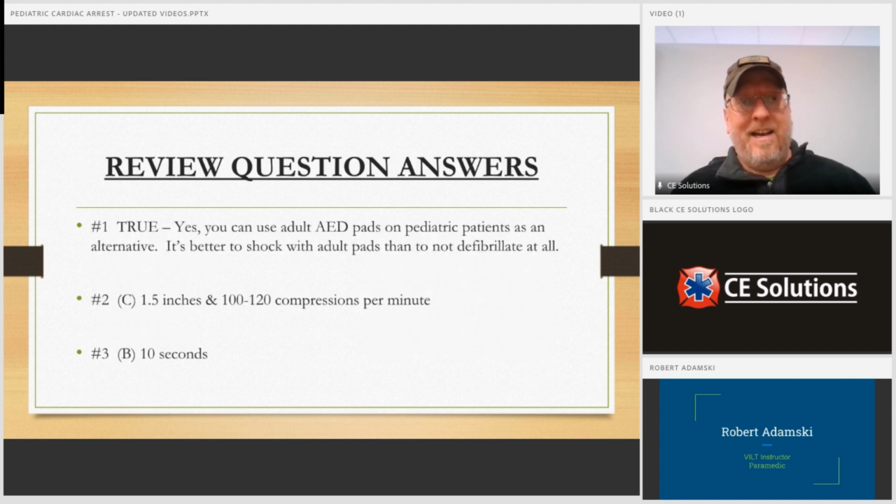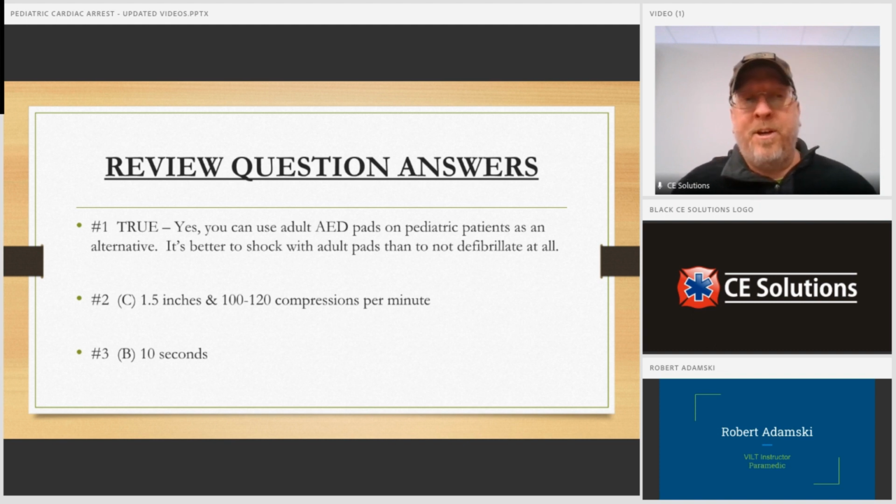All right. And here's our answers. Number 1, true. Yes, you can use adult AED pads on pediatric patients as an alternative. Remember, it's better to shock with the adult pads than not to defibrillate the patient at all. It's still going to give them a better chance at survival, even though it's not ideal. Now, remember, the reverse is not true. You cannot use pediatric pads on an adult patient.